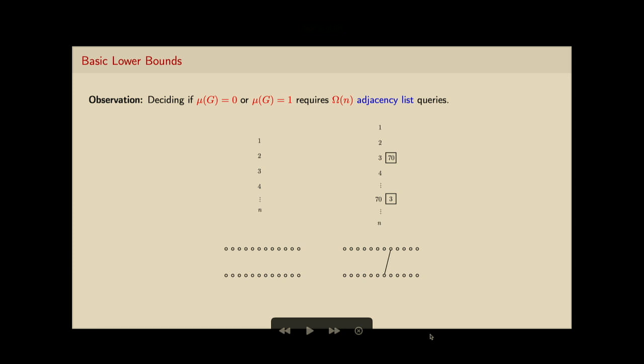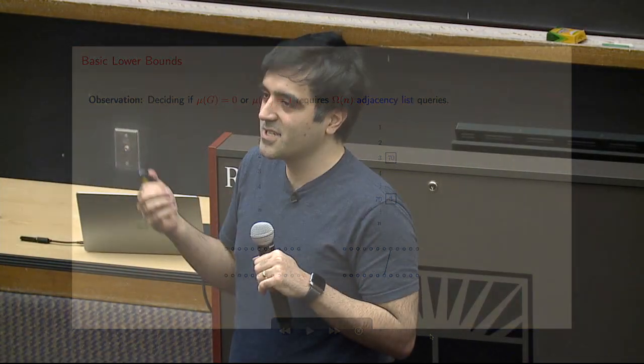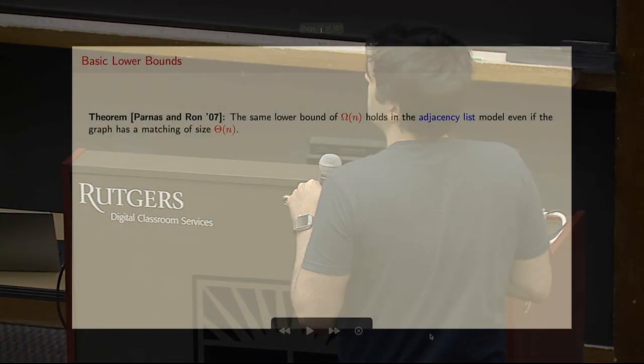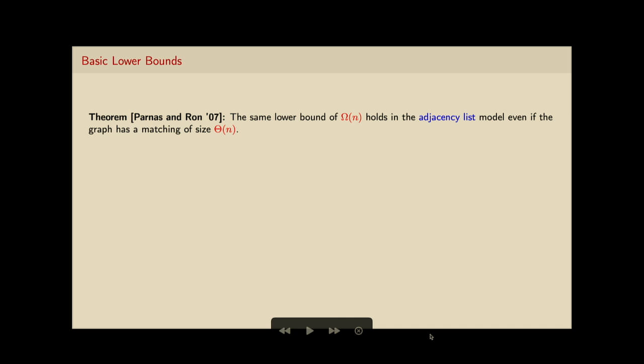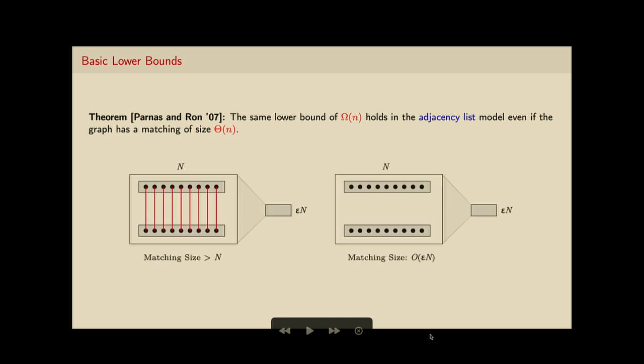But this is not an interesting lower bound, because in many applications, you can assume that the matching is large. Shan, for example, motivated why you can always assume that the matching is at least linear in the number of vertices in the dynamic setting. Nonetheless, this lower bound of omega n also translates even if the matching is large. And here's the idea. This is due to Parnas and Ron from 2007. So suppose that the graph is like this. So it's either drawn from the left distribution or from the right distribution.